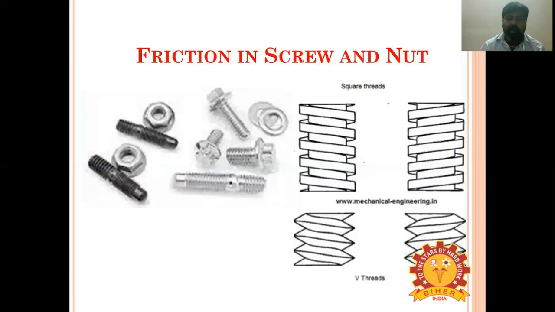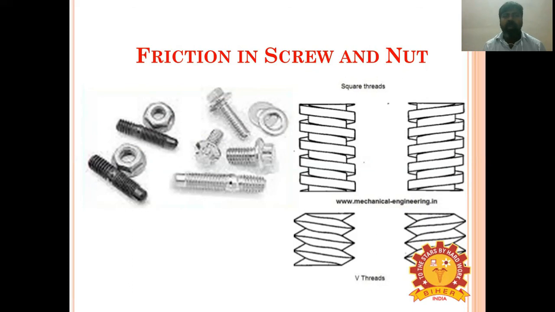Then come to the last part of this session, that is friction in screw and nut. You know what a screw is, what a nut is, right? A screw is defined as a cylinder with a uniform helical ridge projecting from its surface. And what is a nut? A nut is defined as a body with an internal surface made to fit closely the outer surface of the screw. These are the definitions of screw and nut.